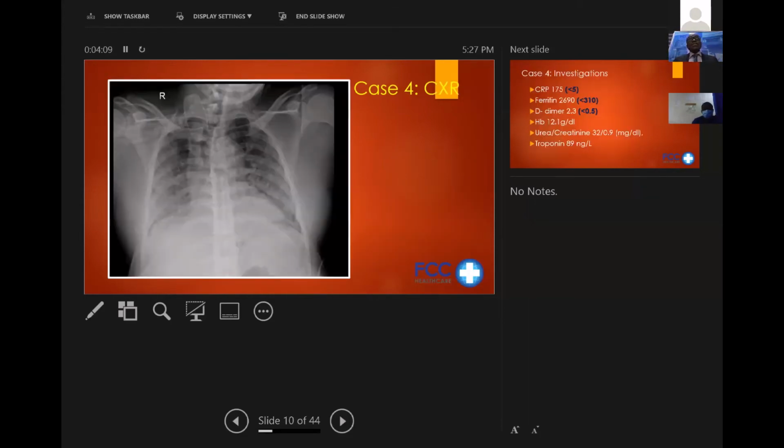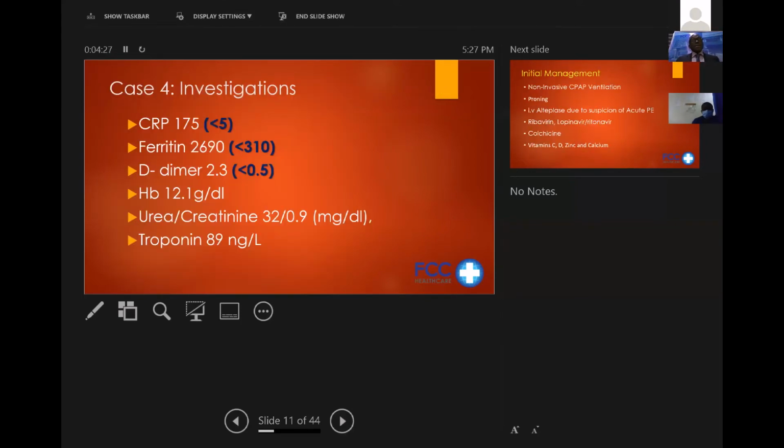His chest X-ray looked really bad. You can see the whole lung is white-out, and only a few areas showed some aeration, and this is probably why we had such severe hypoxemia. He had high markers of inflammation, high markers of a coagulable state. He was not anemic. Kidney function at that time was normal, but troponin was abnormal in someone who had no history of heart disease.